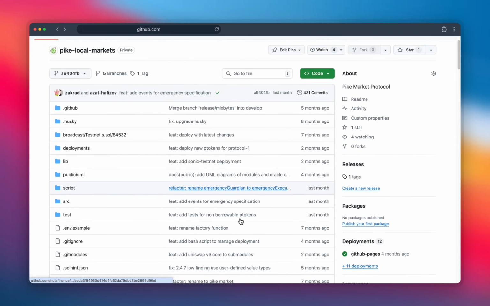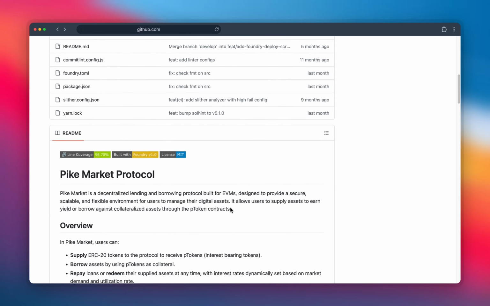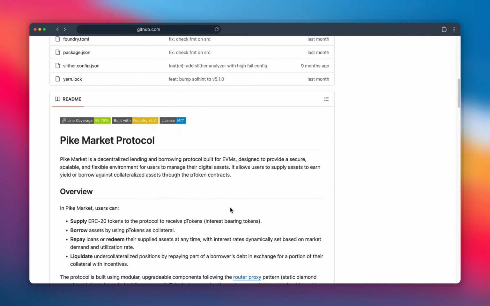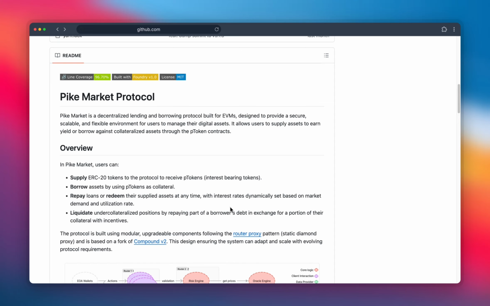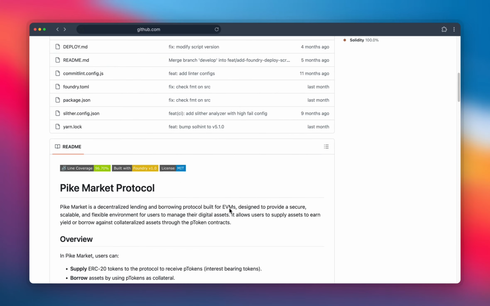Okay, so for the protocol overview, users supply ERC20 tokens to receive interest-bearing pTokens. pTokens accrue interest and can be used as collateral to borrow other assets. Interest rates follow a double jump three slope model, which is driven by utilization, and underwater positions can be liquidated for a discount, which is set in the risk engine.